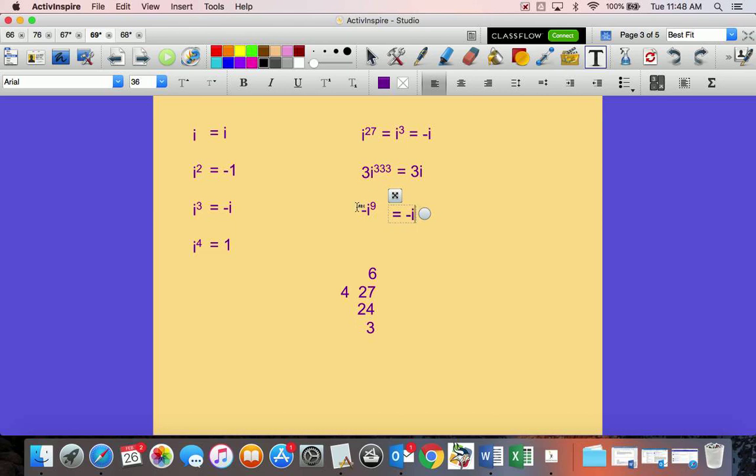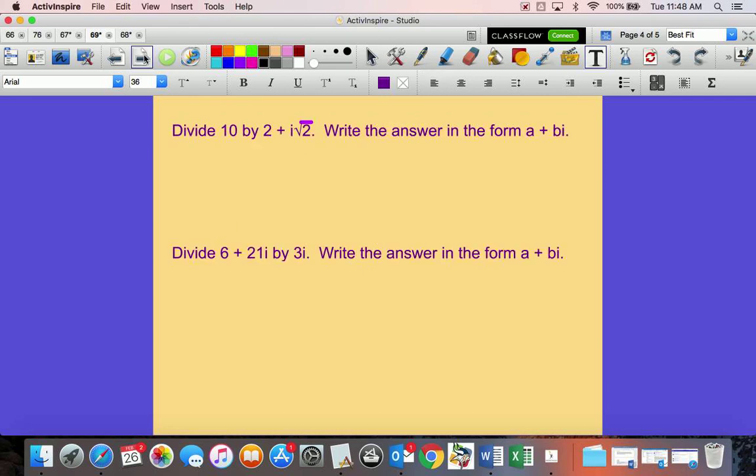So even though we have numbers in front of these, like this 3 up here, we just leave that alone because we only care about simplifying the i to the whatever power. Down here with the negative, we just leave that there. We deal with the i to the 9th and simplify that down also.